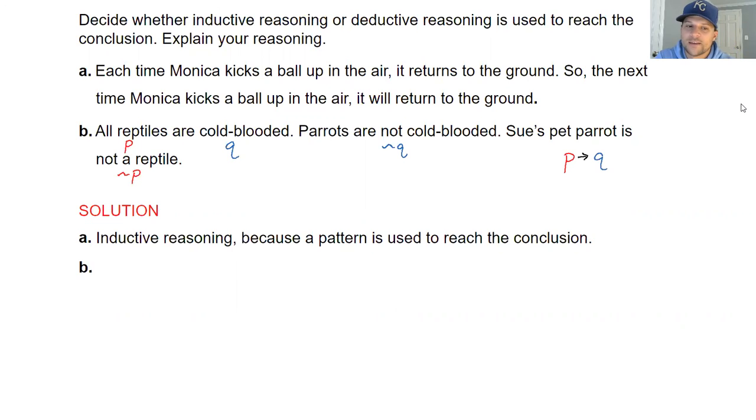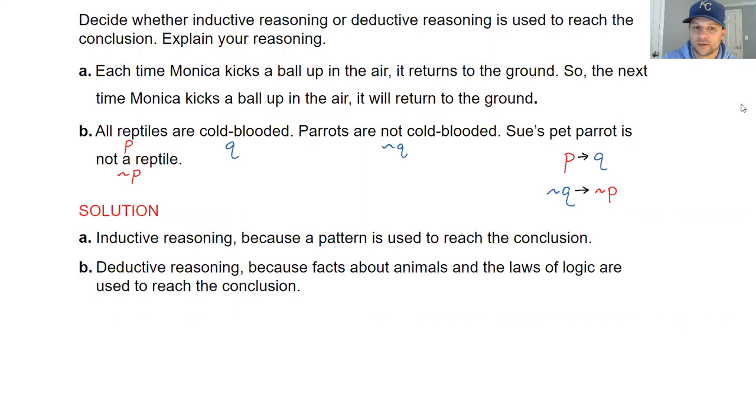So this is saying if P, then Q. If not Q, then not P. This would be an example of deductive reasoning. You are using logic. Facts about animals and the laws of logic are used to reach the conclusion. And that is the end of the video.